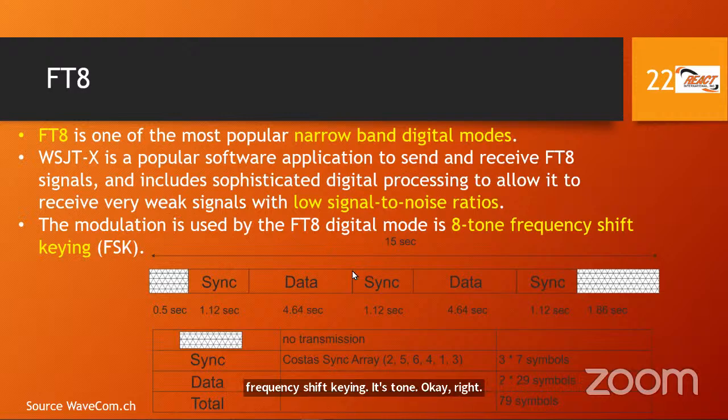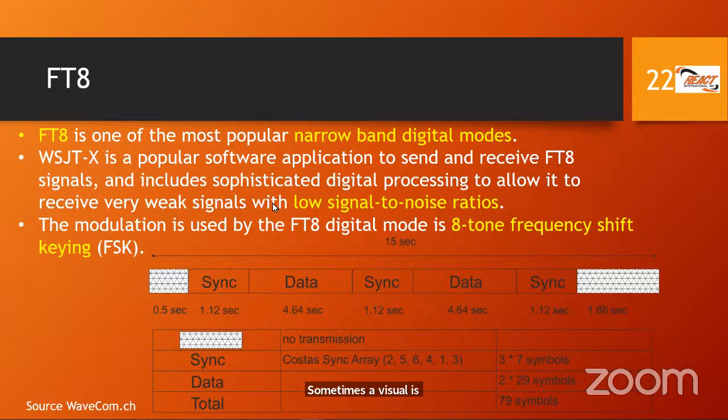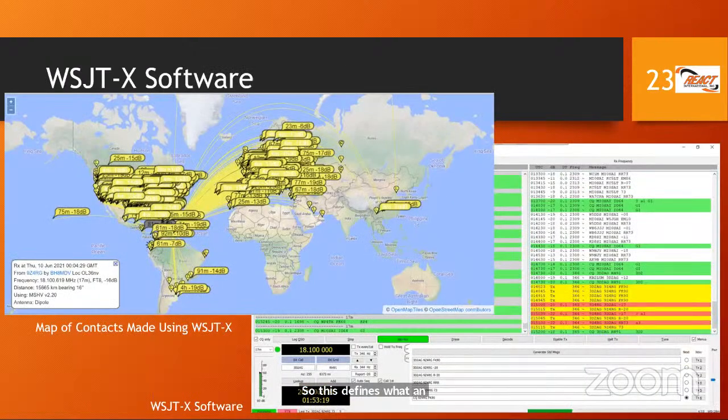And just a bit of extra information, sometimes a visual is cool. There are persons who may be aware of frame types and so on. So we have the frame type here for an FSK signal, specifically FT8. This is what it looks like, that you can take a look at in your own time and just for your own general edification. So this defines what an FT8 frame looks like.